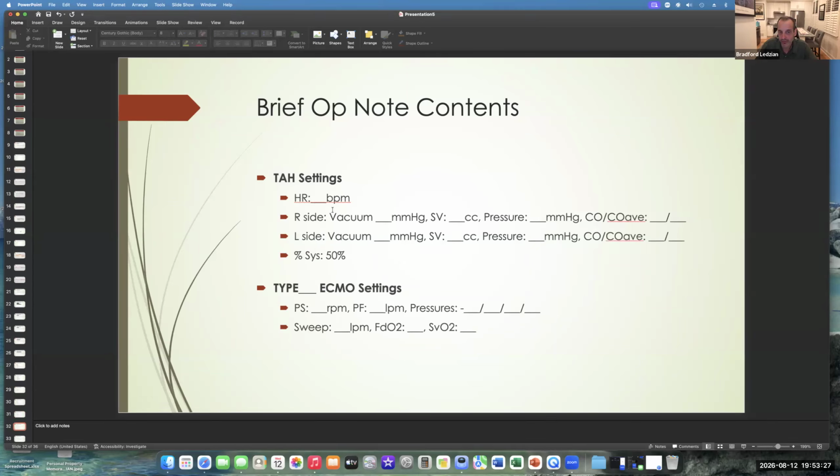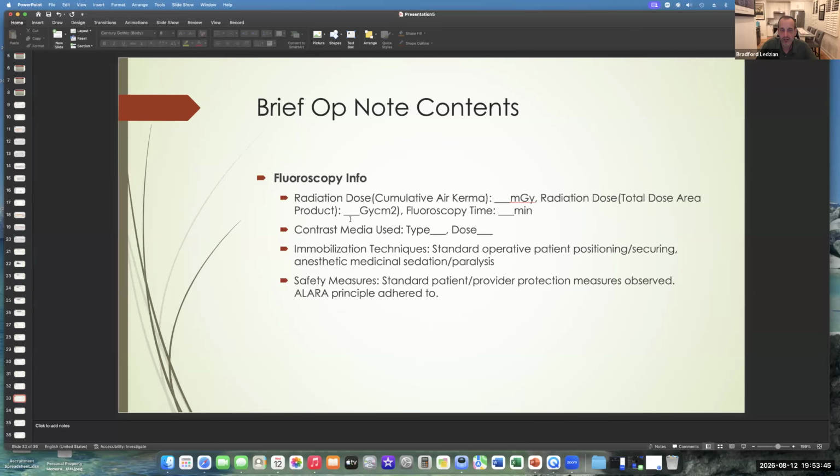If you're doing total artificial hearts, there's a whole set of parameters that need to be recorded for that. And then for ECMO, whether you're doing VA, VV, VAV, combinations thereof, there's information that's relevant to each of those types of surgery. And then if you do a procedure that uses fluoroscopy, you have to have, per the American Radiation Society of America or whatever, certain documentation parameters within your note.